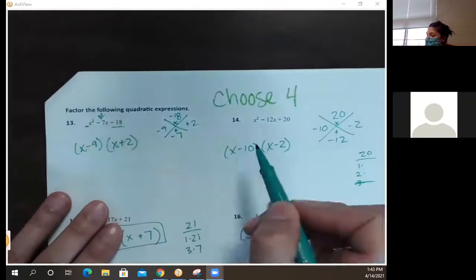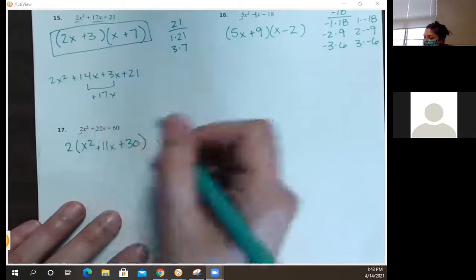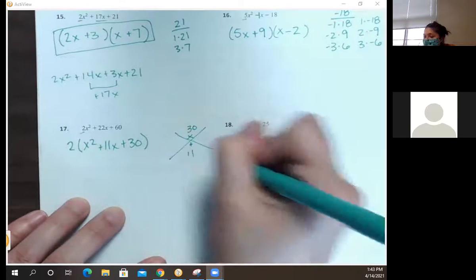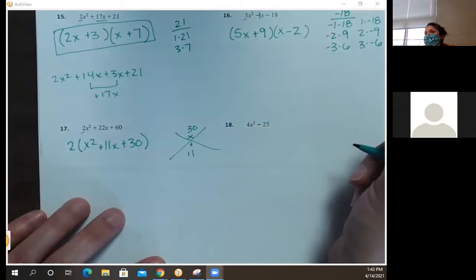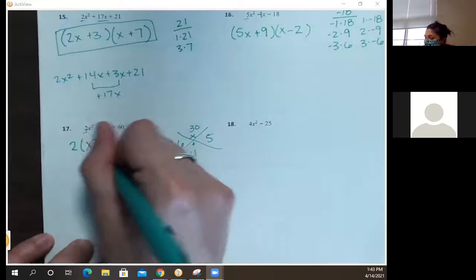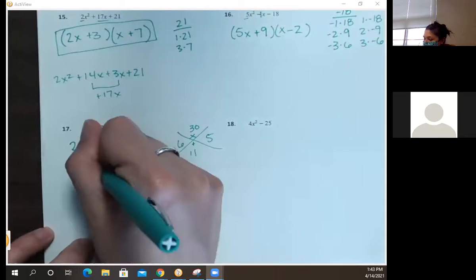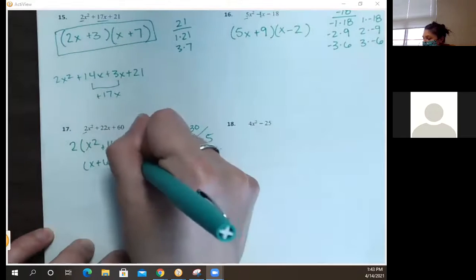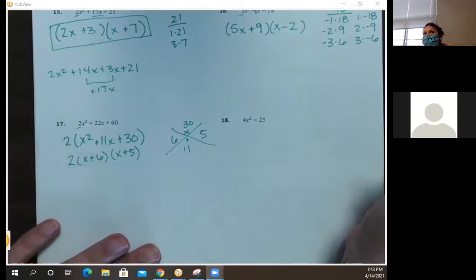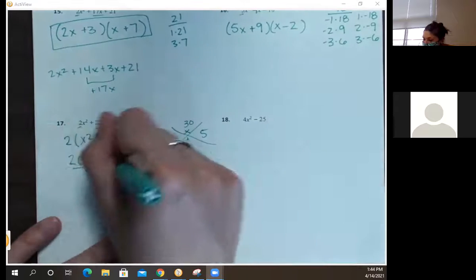This is a problem like 13 or 14, where I want factors of c that add to b. So I want numbers that would multiply to give me 30, but add to give me 11. What do I want? Multiply to positive 6 and positive 5. Good. So this part inside parentheses here, I could factor to be x plus 6 times x plus 5. And then don't forget that GCF that's pulled out. Don't forget that 2 and 5. Questions on 17? Yep, this is my final factored form.